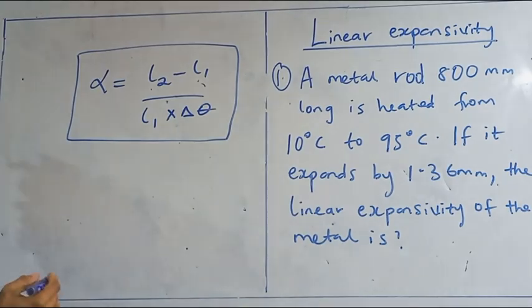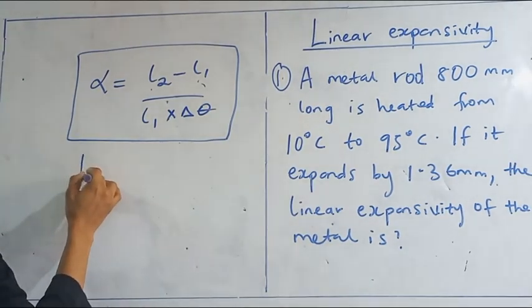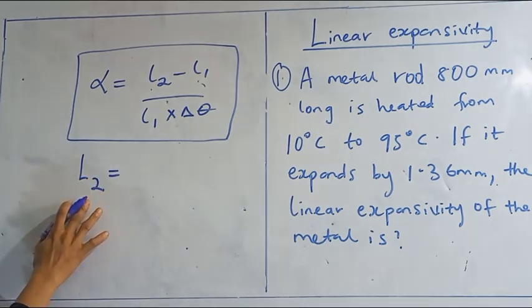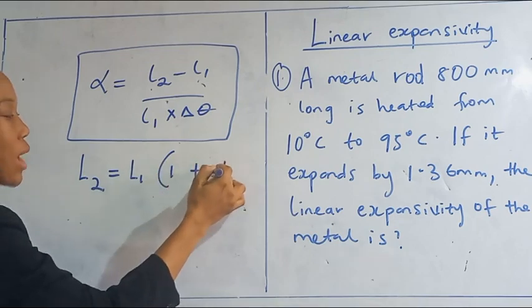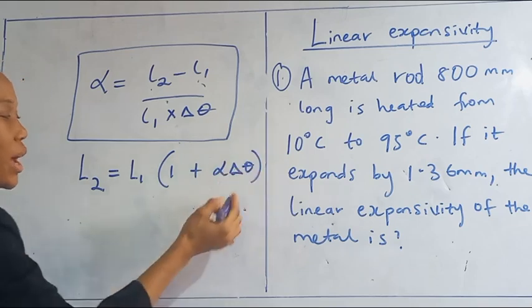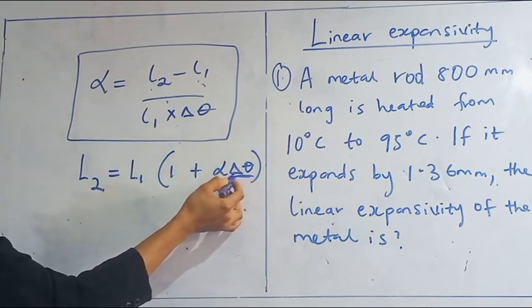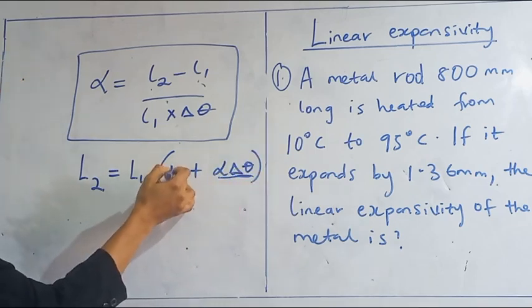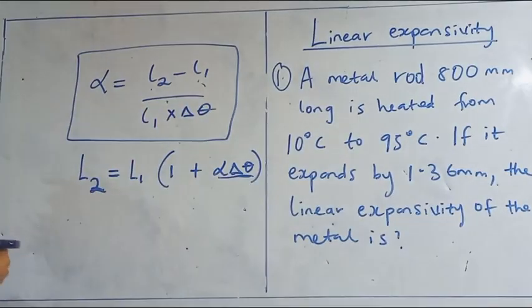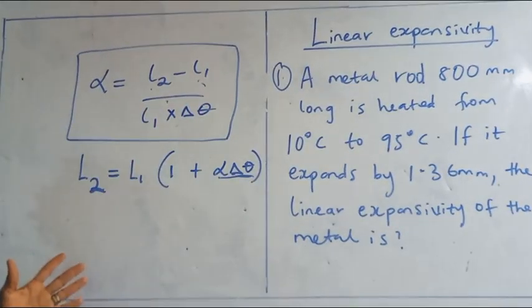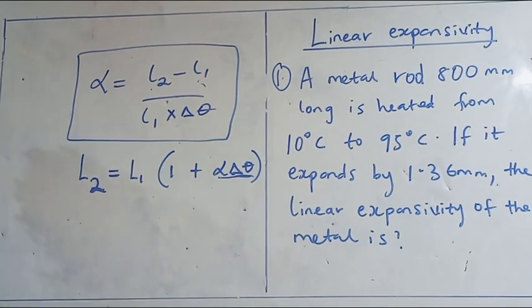Another thing I want you to note is that when you are asked to find the new length L2, you should use L1 times (1 plus alpha change in theta). Change in theta is the change in temperature, and alpha is the linear expansivity. We have factored out the new length from this formula to make it very easy when you want to solve JAMB questions, so that you don't waste time calculating. You just apply this second formula.